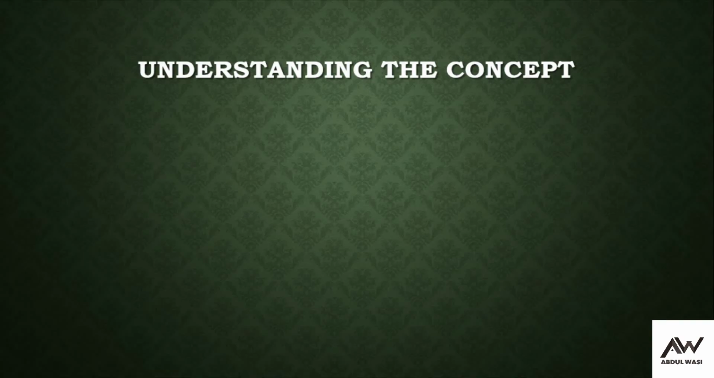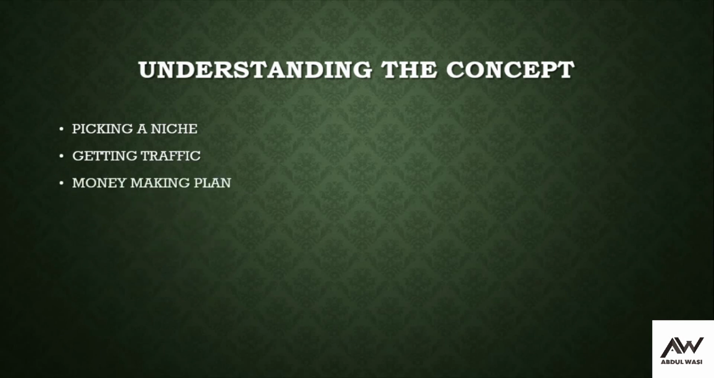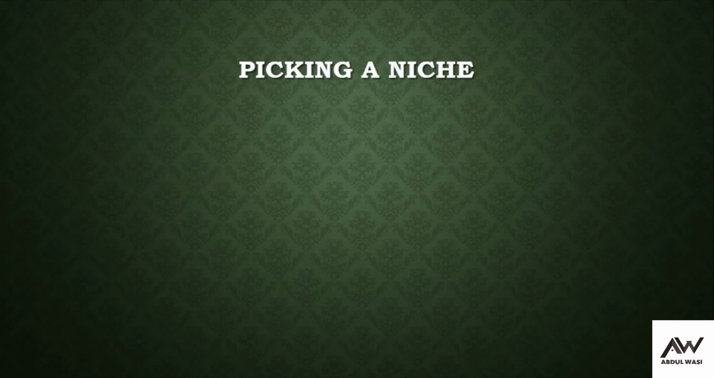So now we'll move into understanding the concept, and in this part I've divided it into three parts. So the first part is going to be picking a niche, then the second one is actually going to be getting traffic, and the third one is actually going to be your plan on how you intend to make money from your blog. So once you prepare all this, then you're actually setting yourself up for success. So let us move into picking a niche.